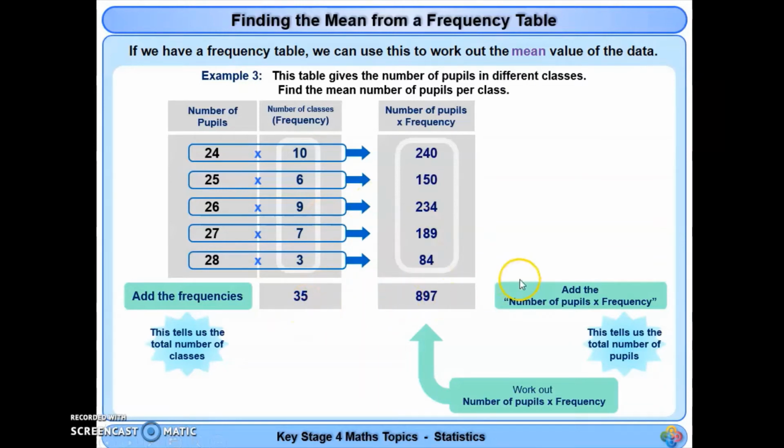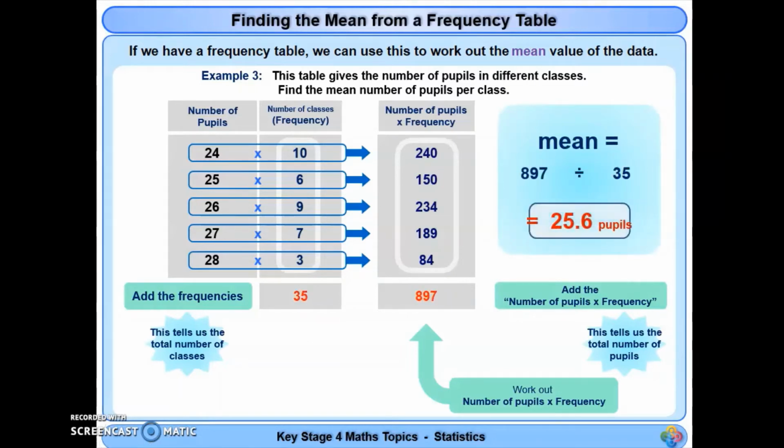I'm going to take these two totals. Total of column 3 divided by total of column 2 is going to tell me that the mean number of pupils per class is 25.6 pupils.